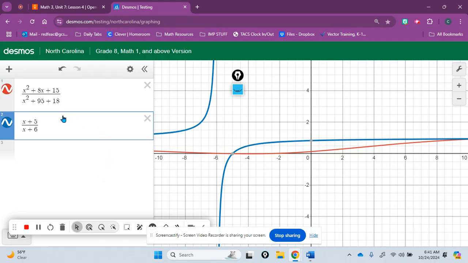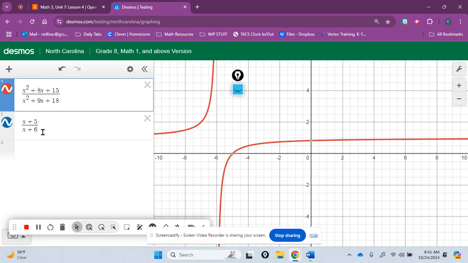hold on, x squared plus 8x plus 15. Oh, I put 95, y'all. My mistake. x squared plus 9x plus 18. There we go. And then I do x plus 5 over x plus 6. These are my equivalent expressions, because this is the red graph, and now the blue graph completely overlaps it. This makes it equivalent.